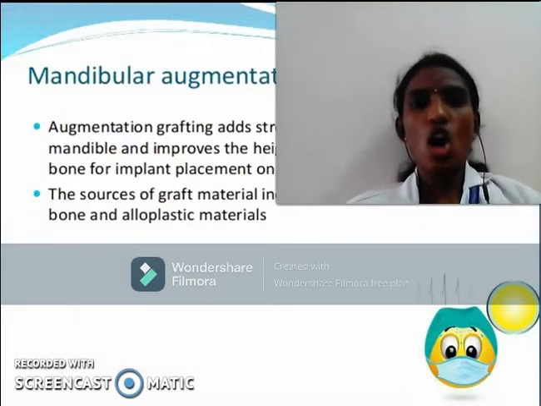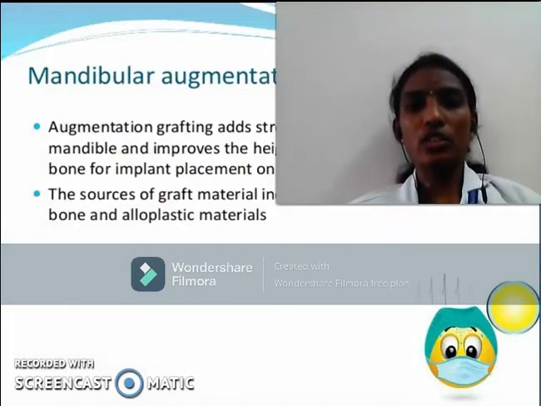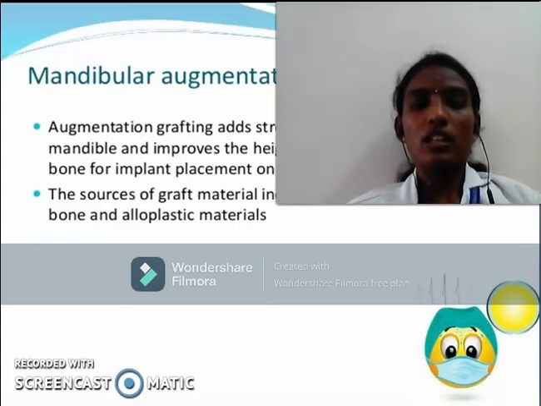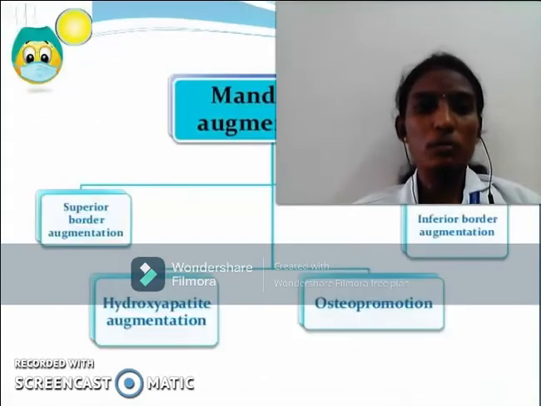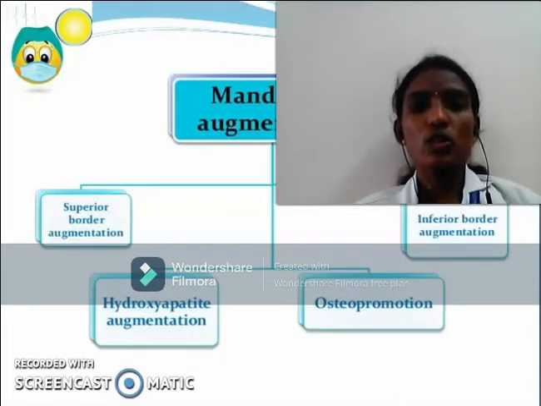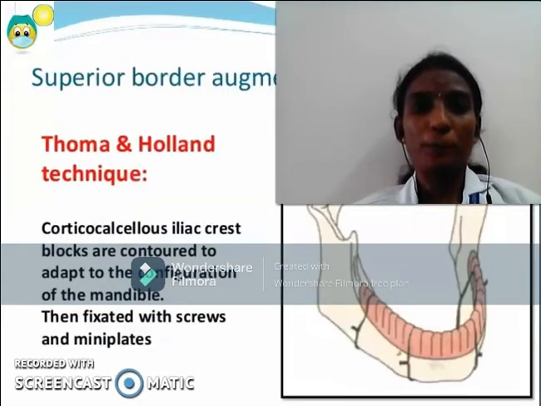Mandibular augmentation. Augmentation or grafting is added to the extremely deficient mandible to improve the height and contour of the bone available for implant placement on the denture bearing area. The source of the graft material is autogenous, homologous bone and alloplastic bone. Mandibular bone augmentation is classified into superior border augmentation, inferior border augmentation, hydroxyapatite augmentation and osteopromotion.